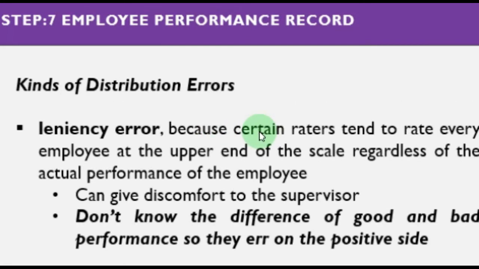Next kind of distribution error, leniency error. Certain raters tend to rate every employee at the upper end of the scale regardless of the actual performance of the employee. It can give discomfort to the supervisor. They don't know the difference between good and bad performance, so they err on the positive side. Okay? So, another factor in distribution error is the leniency error. Okay?